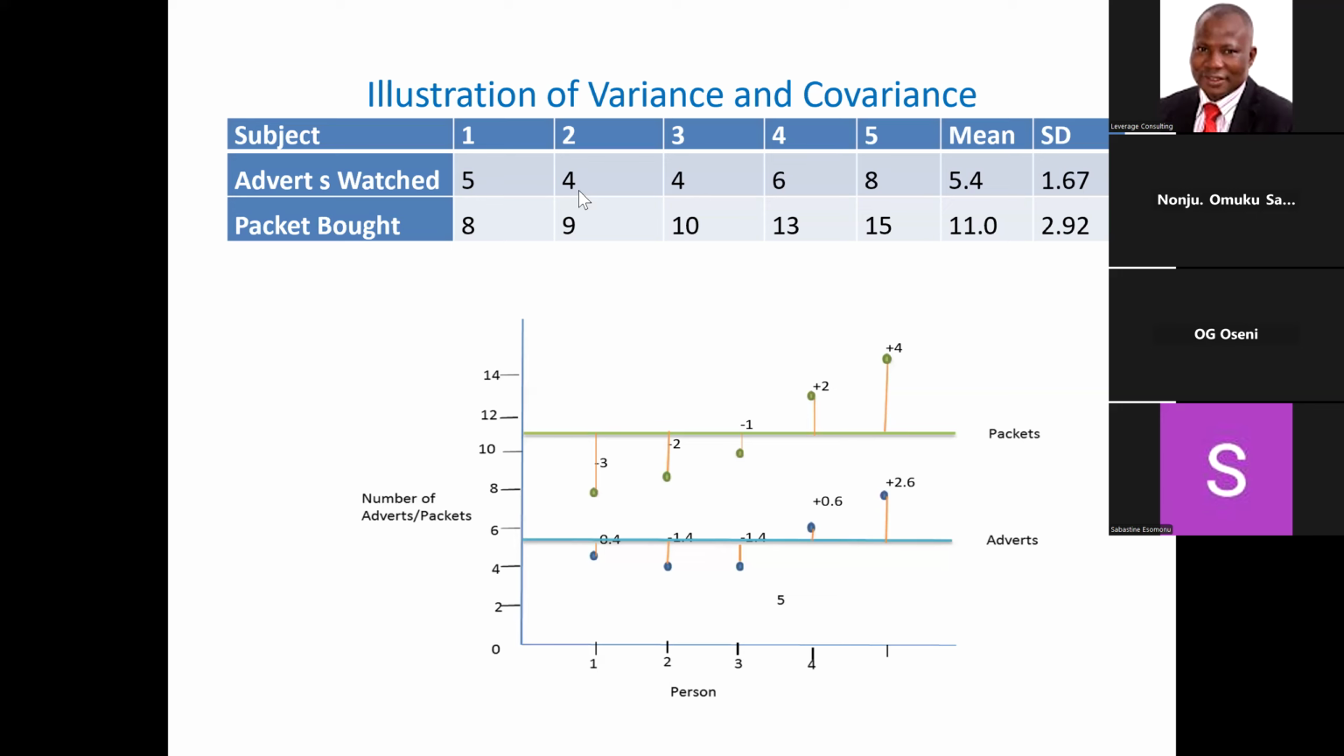If you look at the diagram, you lay them side by side for both of them. They are similar. They covary in the same direction. You see now, the first three values were below the mean for advert words. And the first three values for packets bought are below the mean also. The last two values for both of them are above the mean.